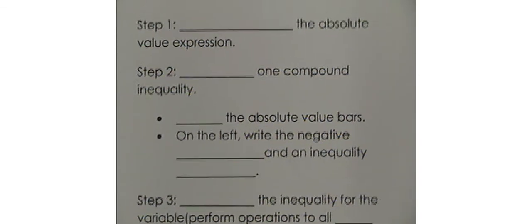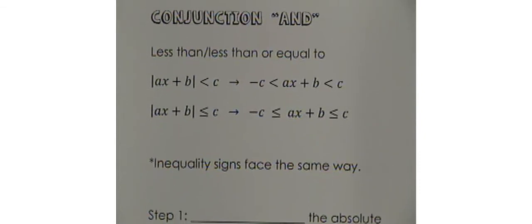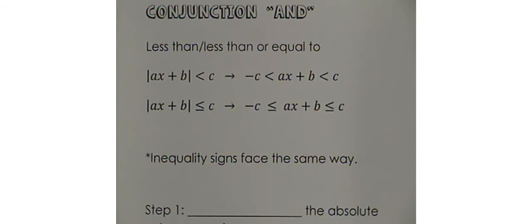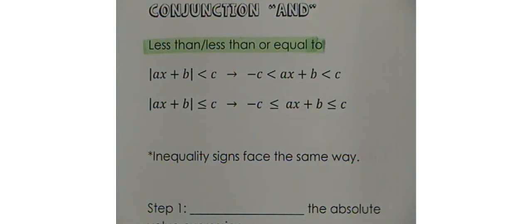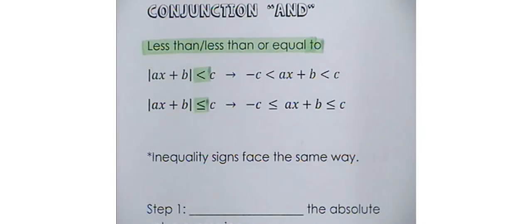The second column of our note sheet, we're going to look at conjunctions, which is an and inequality. So a conjunction is when we have less than or equal to. So notice our signs, less than or equal to.